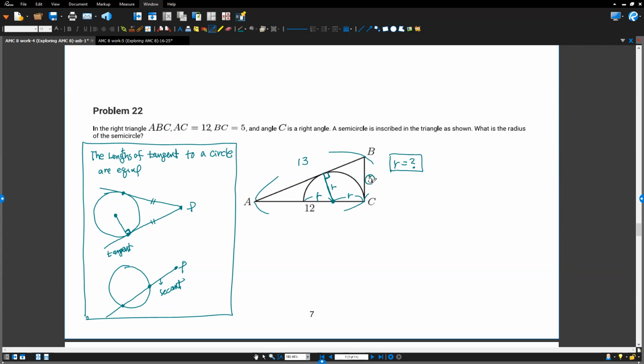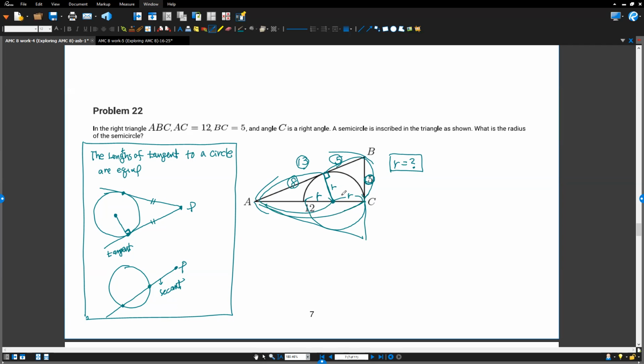So this is 5. Maybe you can make another one. This is a tangent. This is also a tangent, same length. This length is 5. 13 minus 5. How much is this length now? 8. That's it. This is 8. Now you can apply the Pythagorean theorem.